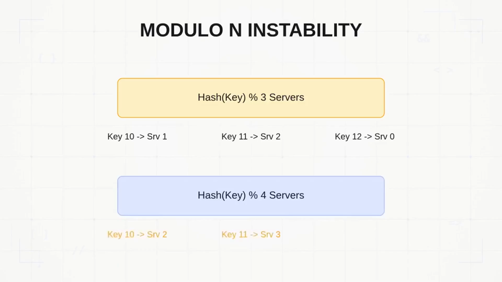In a caching system, this is a disaster. It's a cache miss storm. Your database gets slammed because the servers no longer know where anything is stored. We need a way to add or remove capacity while only moving a fraction of our data.